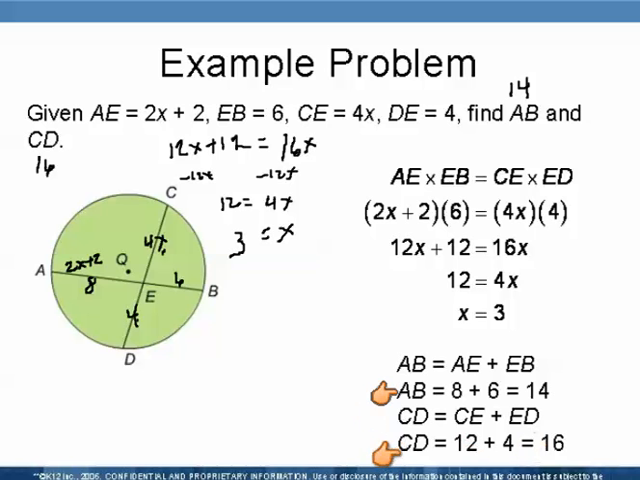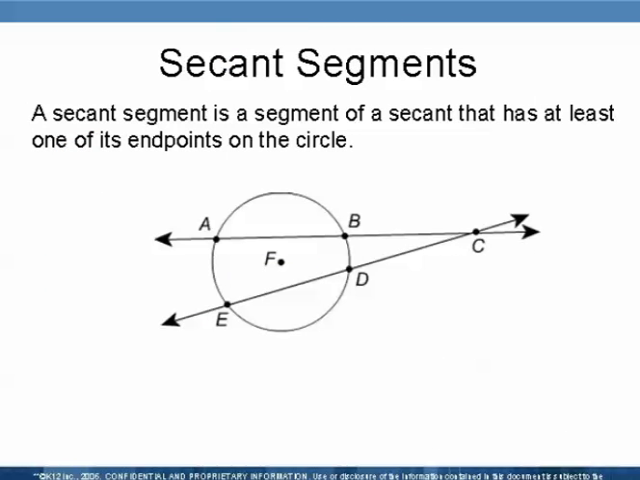That's how we found both of these two line segments there, by using the chord segments and multiplying them together. Okay? So let's look at another one. What if we had secants? Well, secants intersect outside of the circle.